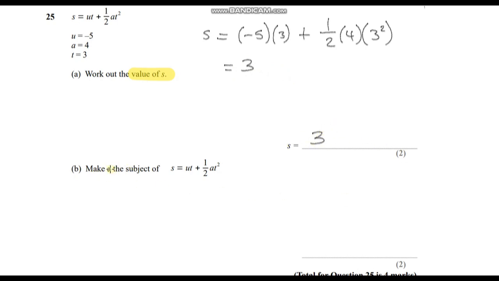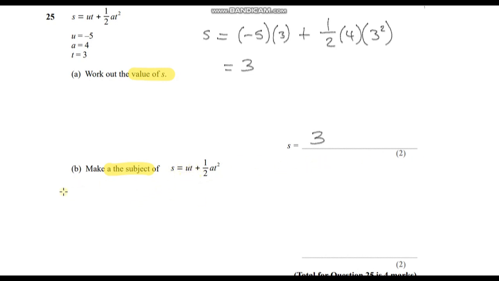Part B, make A the subject of this formula. So at the moment, S is the subject. We've got S equals. We have to rearrange this formula so that it says A equals. So that's what it means to make something the subject. It means to put it on its own. So we want to get A on its own. So at the moment, we've got this UT on this side of our equation. So if we get rid of UT, I'm going to subtract UT from both sides.